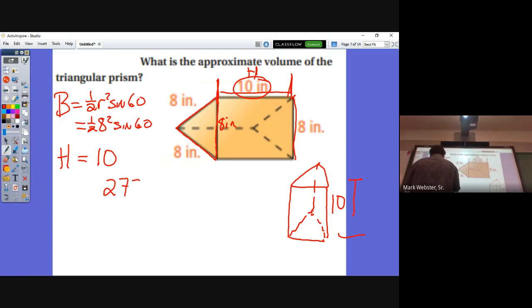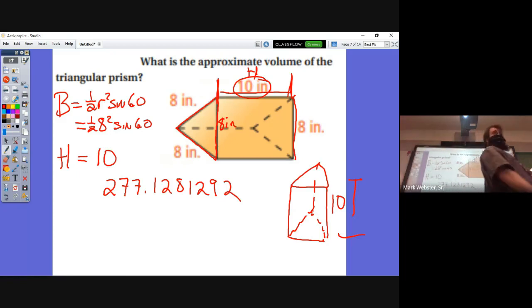So we get 277.1281292. That's what I got out of my calculator. Make sure that you got the same thing, okay? Double check your work, because 9 times out of 10, people are going to make a mistake because they put the parentheses wrong or they didn't. So make sure that you're getting the same answer that I'm getting when you're doing these.